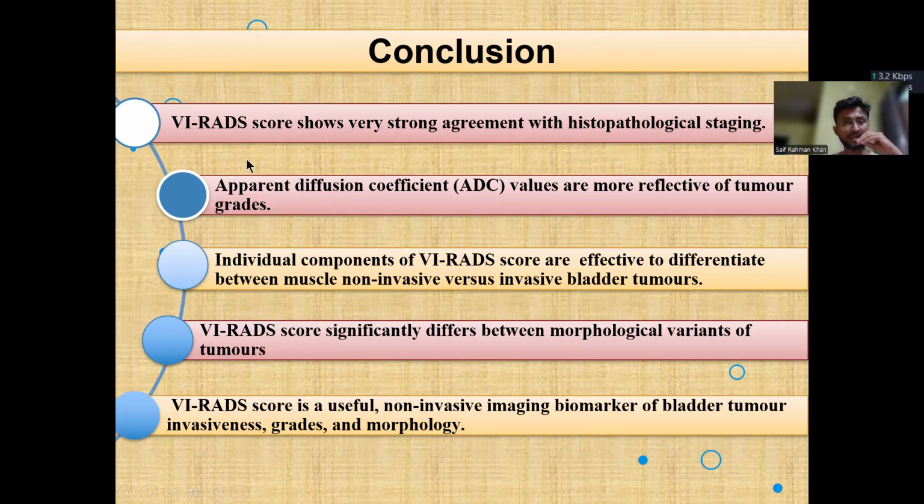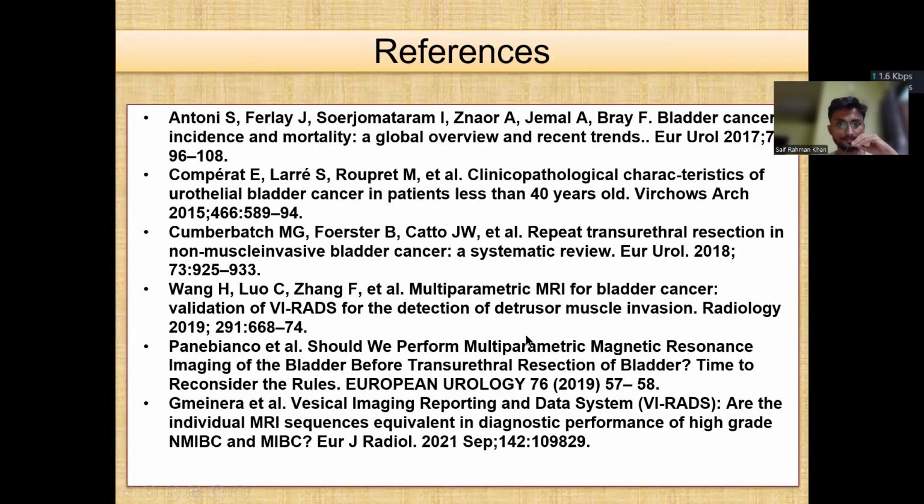In conclusion, we can say that VI-RADS score shows a very strong agreement with histopathological staging. ADC values are reflective of tumor grade. Individual components of the VI-RADS score are effective to differentiate between muscle invasive versus non-muscle invasive bladder tumors. VI-RADS score significantly differs between the morphological variants of the tumors, and thus VI-RADS score is a useful non-invasive imaging biomarker of bladder tumor invasiveness, grades, and morphology.